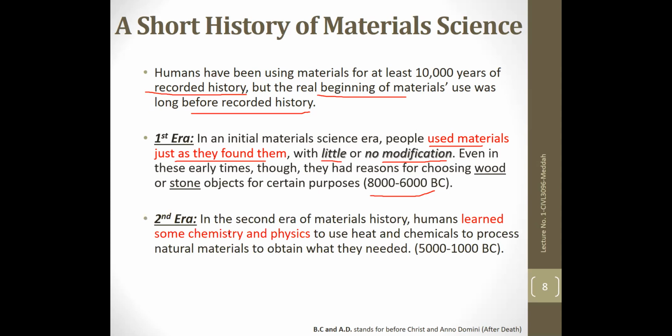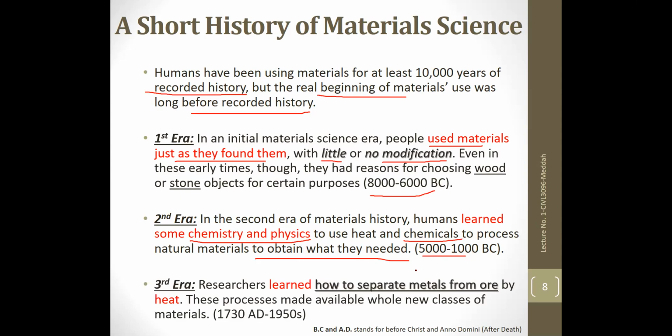And then in the second era, the human has started learning a little bit of chemistry and physics, in order to provide some changes to the material and to obtain what they need. So just introducing very small modifications on the material through some chemistry process, to change the natural material to somehow a manufactured one. This is usually dated back to something like 5,000 to 1,000 BC.